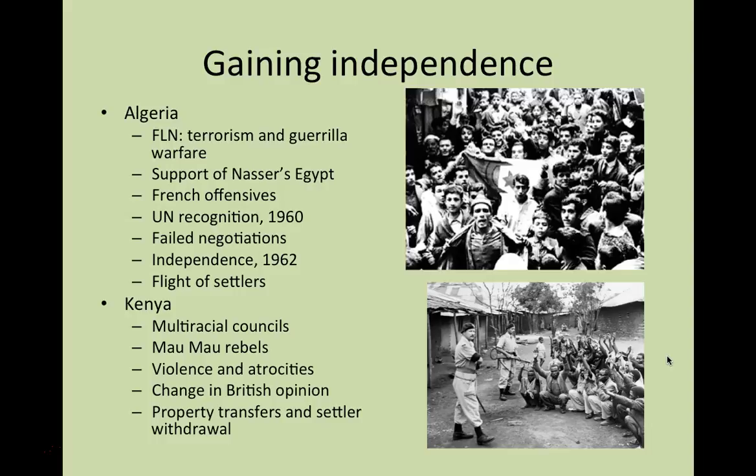And so there were lots of atrocities committed by the British as well as by the Mau Mau rebels. By about 1960, the Mau Mau uprising was over.